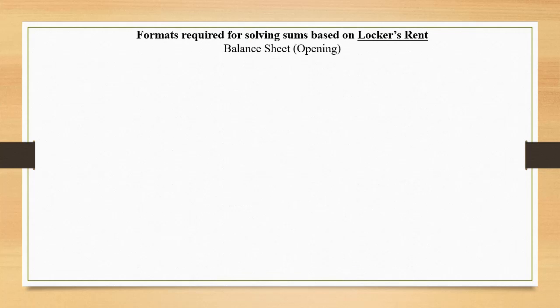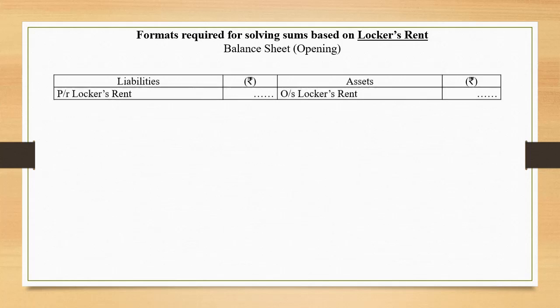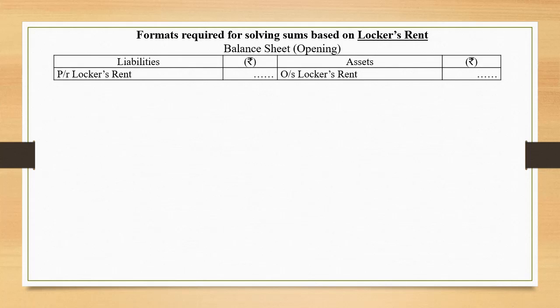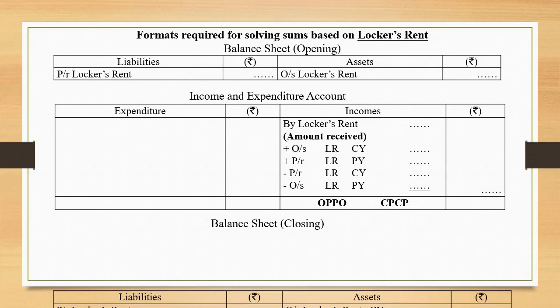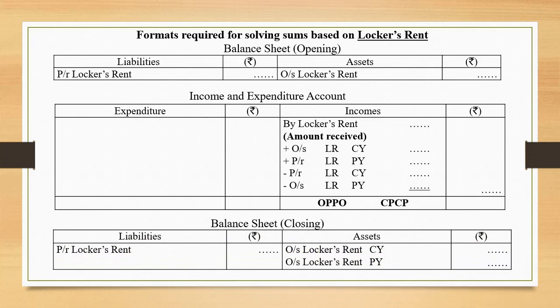Next is the format required for solving the sums based on locker rent. This will be the same as the subscriptions, because subscriptions and locker rent both are incomes. So let us see the formats one by one. Opening balance sheet, pre-received on the liability side, outstanding on the asset side. Income and expenditure account will be on the income side with the format of OPO and CP. And in the closing balance sheet, again pre-received on the liability side, outstanding on the asset side.